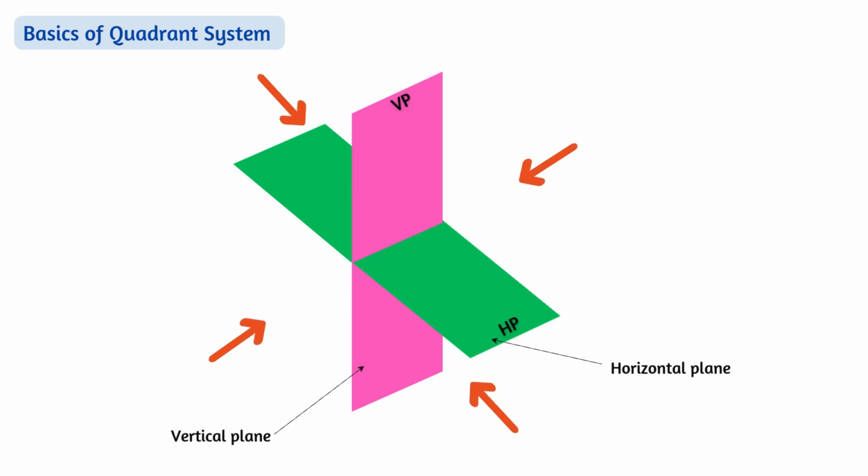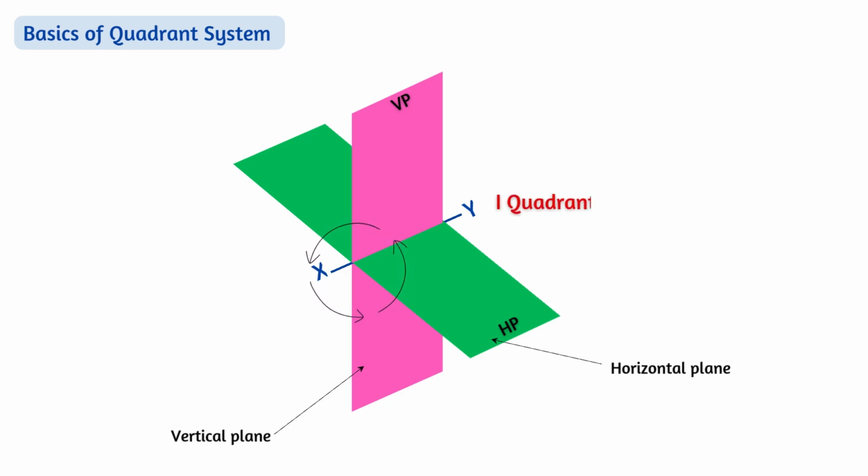All quadrants are formed when the two reference planes are perpendicular to each other. Angle between the planes must be 90 degrees. The intersection line of HP and VP is the reference line XY. For naming the four quadrants, we should consider anti-clockwise rotation. The quadrant at the top right corner is the first quadrant. From first quadrant, if we consider anti-clockwise rotation, we will get the second quadrant, third and the fourth quadrant.